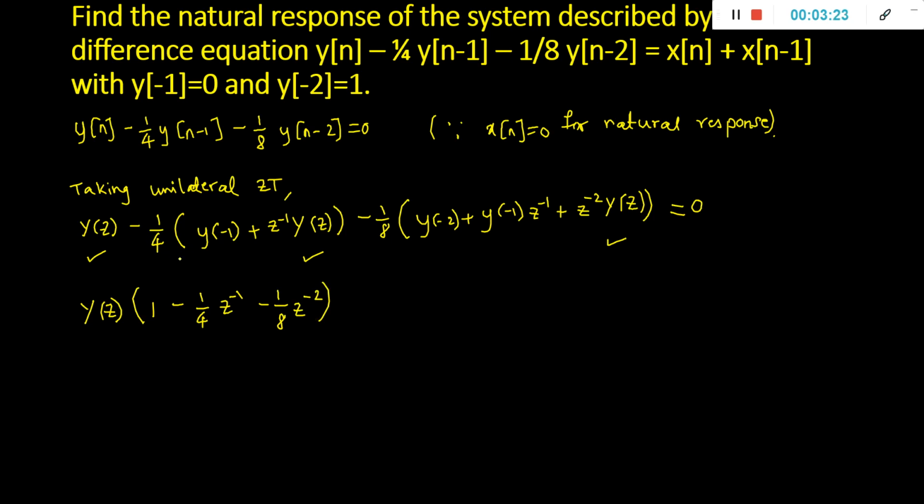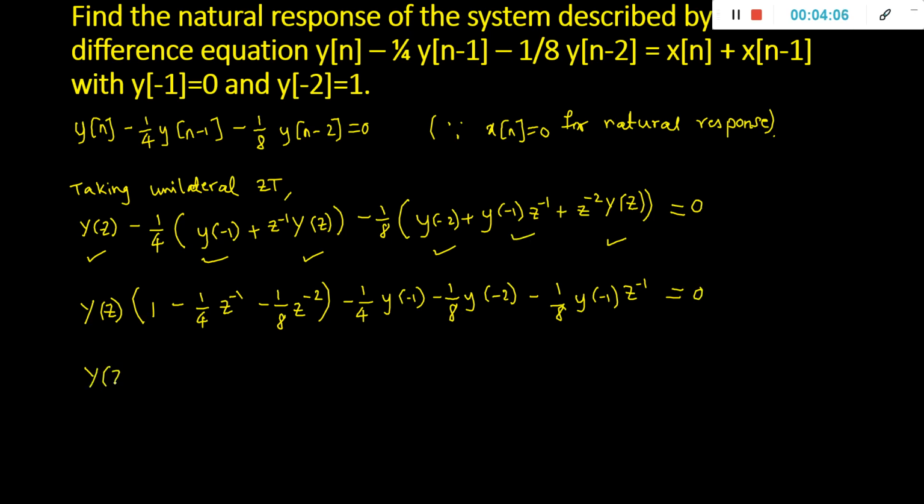Now the remaining terms, let's go with y(-1). I'm going to have this as -1/4 y(-1). So this term is taken care of. Now let me go with the y(-2) term. I'm going to write it as it is, no changes being made: -1/8 y(-2). So this is also taken care of. And this term, let's have this as -1/8 y(-1) z^-1. Now this should be equal to 0. So all the terms have been taken care of. Now let's try to substitute for the initial conditions and then see what happens.